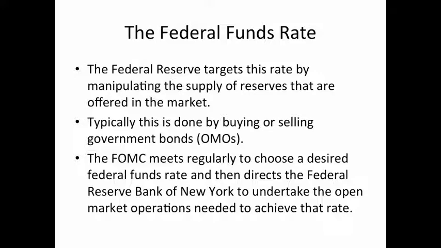So the desired federal funds rate is decided by the Open Market Committee, the FOMC, who meet, and based on how the economy is doing at that moment in time and their expectations, they set the desired federal funds rate. And based on what they set, they then direct the Federal Reserve Bank of New York to undertake the open market operations required to achieve that rate.